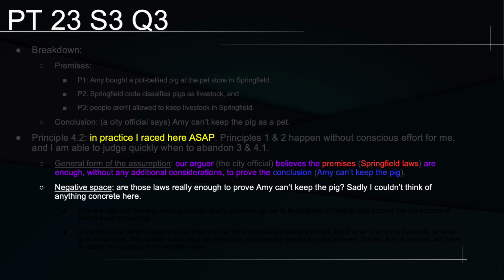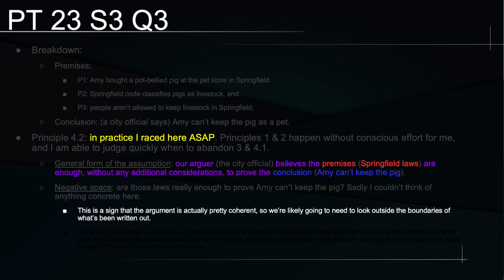So in terms of negative space, are those laws really enough to prove that Amy can't keep the pig? Sadly, though, I couldn't think of anything concrete here in response to that. My answer seemed to be yes. It seems pretty clear. Pigs of all kinds seem to be livestock, and livestock of all kinds aren't allowed to be kept in Springfield. So that seems like a pretty open and shut case to me.